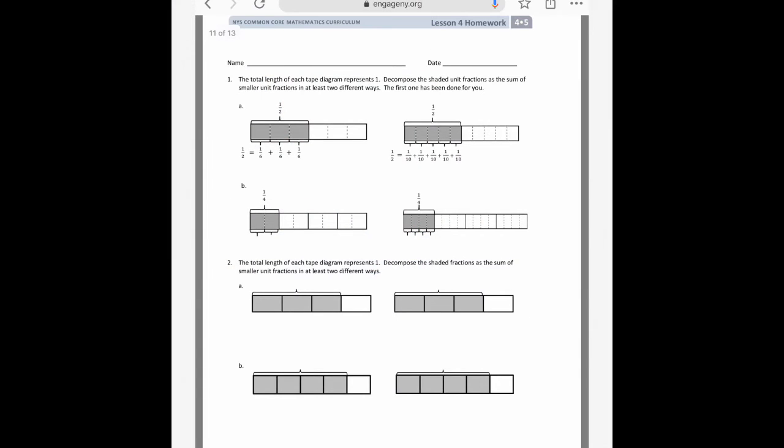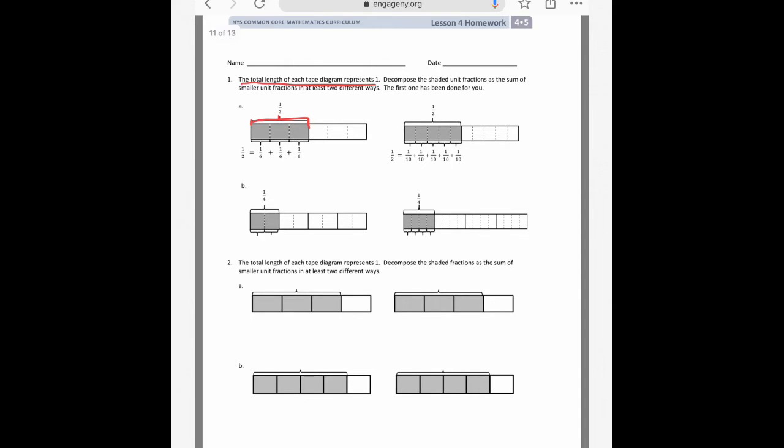Okay, now let's look at the first page of lesson 4's homework. Okay, so the instructions say that the total length of all of these tape diagrams is 1. We're just going to assume that, and we're going to take the fraction that they give us, so it's a little bit more complicated than the last one, and we're going to decompose it in our own ways, like we practiced with the fraction tiles today. And so they've done an example for us, so let me show you kind of how this works.